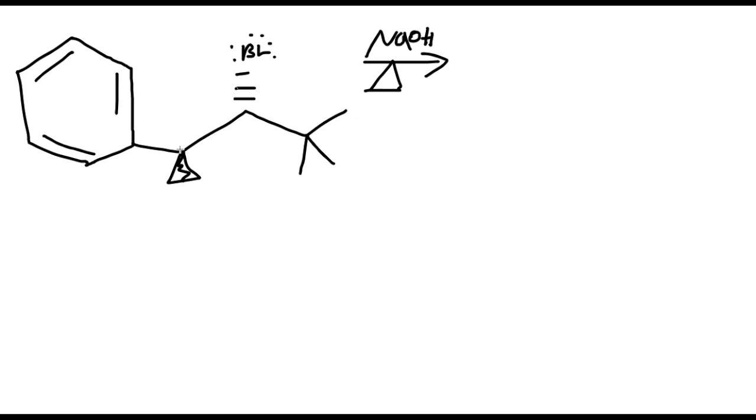The beta carbons are here, one carbon away, and here. So this carbon over here, it can't do anticoplanar because there is no beta hydrogen, right? So there's no beta hydrogen here. That means the right side, this side, cannot do anticoplanar.